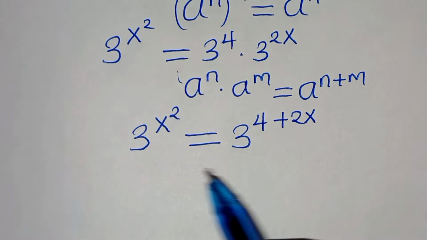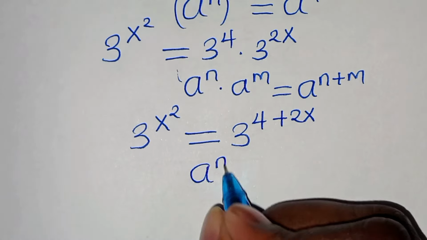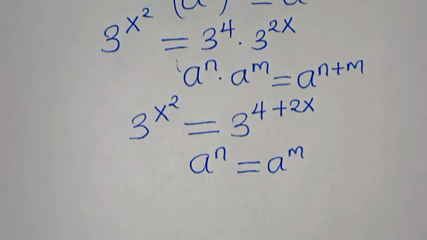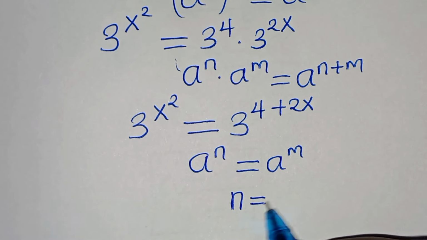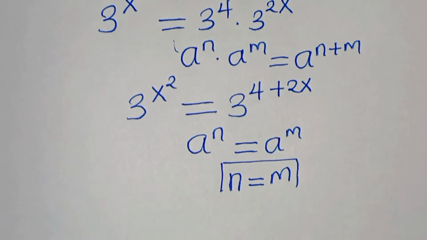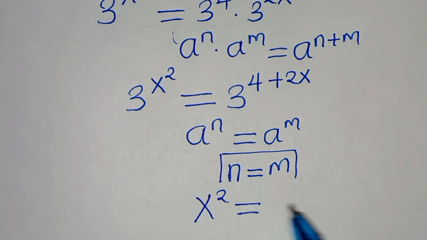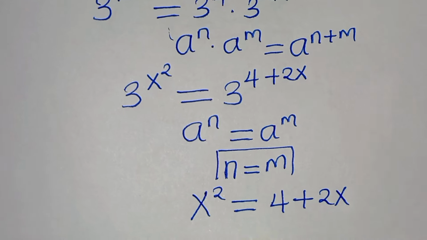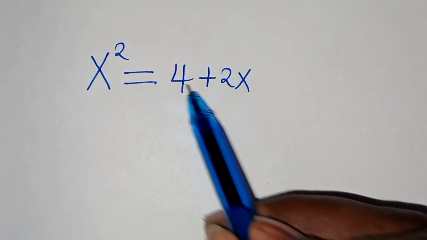The next step is that the bases are common here. That is, a to the power of n is equal to a to the power of m. Since the bases are common, the exponent n is equal to m. So let's apply this property, so that now we have x squared equal to 4 plus 2x.